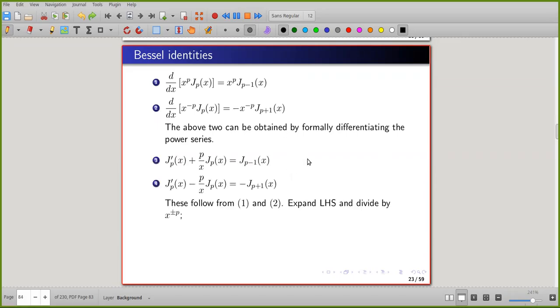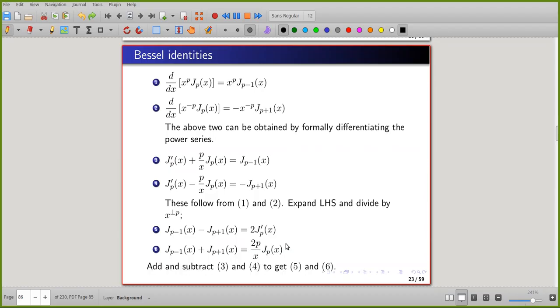These two can be derived; they follow from 1 and 2. Expand the LHS of 1 and 2 and divide by x to the power plus minus p. So 3 and 4 can be obtained from 1 and 2. And then we have 5 and 6, which can be obtained from 3 and 4. Add and subtract 3 and 4 to get 5 and 6.